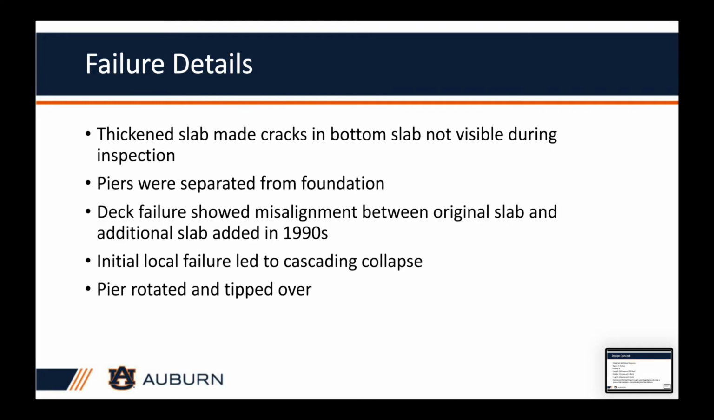The details of the failure of the bridge include: first, the thickened slab made cracks in the bottom slab not visible during inspection, so it was not noticed. Second, piers were separated from the foundation. Third, there was a deck failure that showed misalignment between the original slab and the additional slab that was added in the 1990s. Next, the initial local failure led to a cascading collapse that looked like a domino effect. And lastly, the pier rotated and tipped over, causing the local failure and the bridge to collapse.